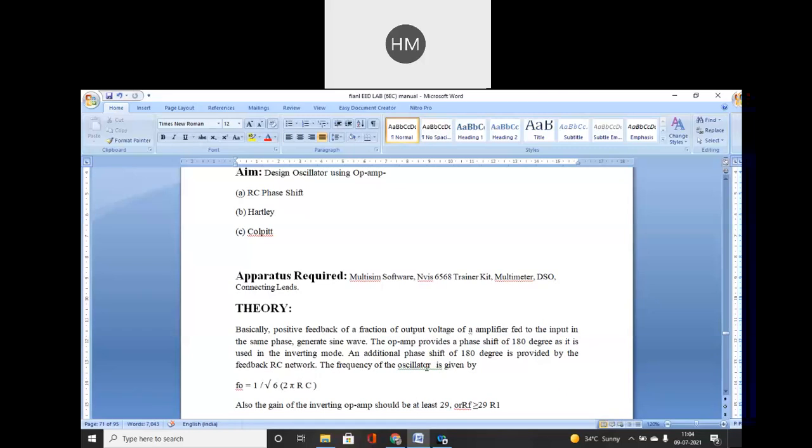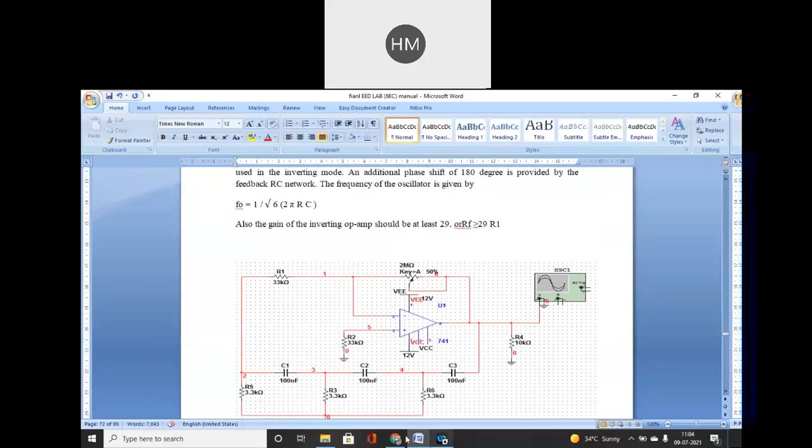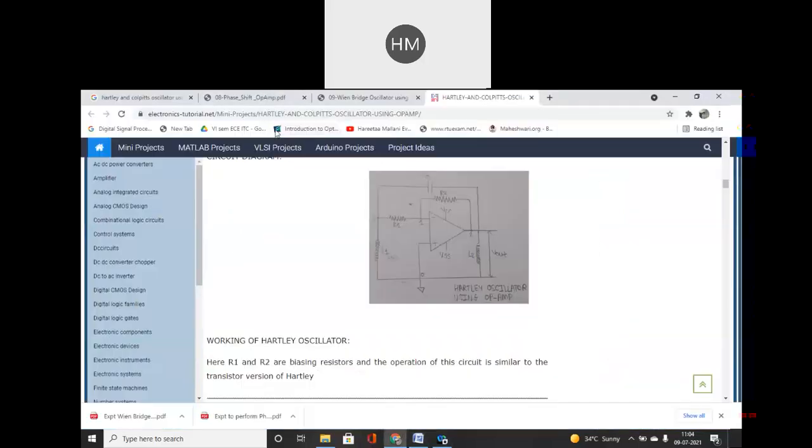So we all know that the frequency of oscillation of the RC phase shift oscillator is given by 1 upon 2π RC √6. Okay? And here we are using the circuit in inverting mode. So the gain of the inverting operational amplifier should be at least 29. This is a major condition which we have to remember. I will show you other slides also.